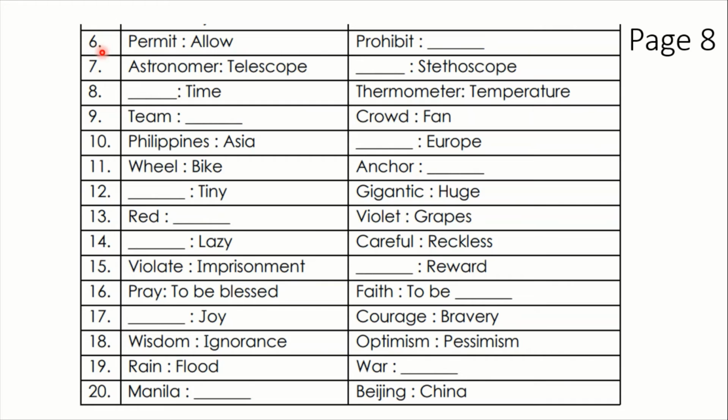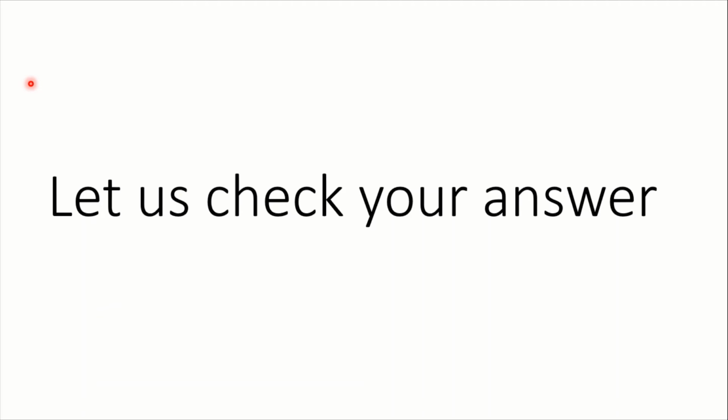And you also have items 6 to 20 found on page 8 of your module. Read each carefully and try to complete the analogies. When you are done, you may check your work. But before proceeding with the video, make sure you are done. If you're not, pause this video.